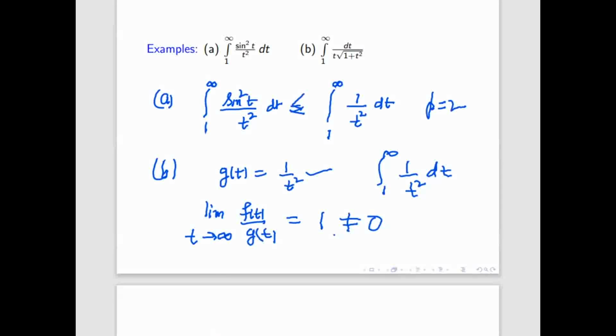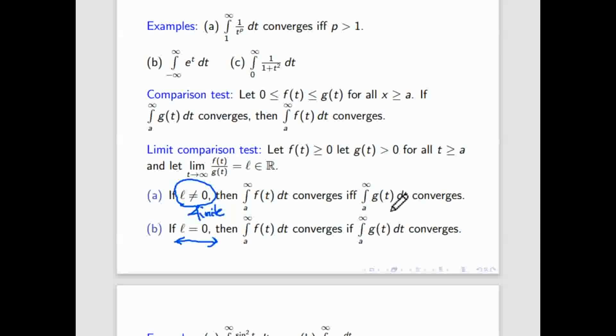Like here it is written 'if and only if'. That means if g(t) converges, then f(t) converges, and conversely, if f(t) converges, then g(t) also converges. If g(t) diverges, then f(t) diverges, and if f(t) diverges, then g(t) diverges, because both sides are true. But here it is the reverse: only 'if' is written. It means if g(t) converges, then only can you say f(t) converges. If it is divergent, we cannot say anything about f(t).